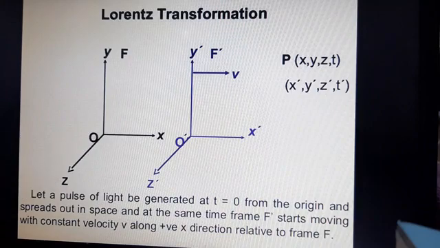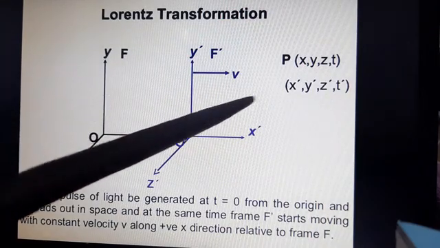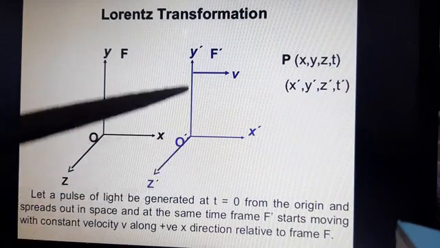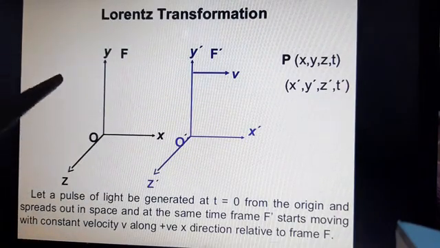Let a pulse of light be generated at t equal to 0, meaning at any time a pulse of light is generated from the origin and spreads out in space. At the same time, frame F dash starts moving with constant velocity v along the positive x-axis. This frame is moving only along the x-axis. It is not going along the y and z-axis. We will study only x component variations.